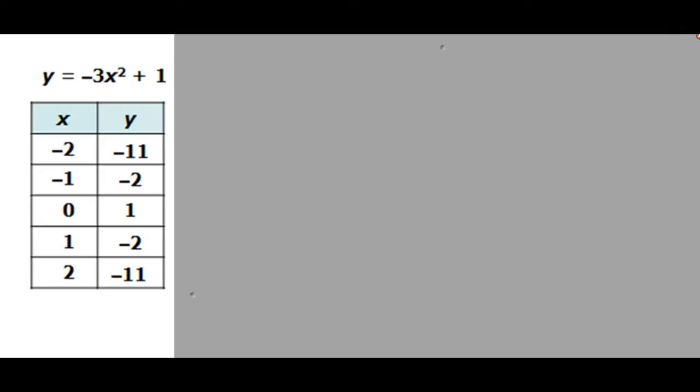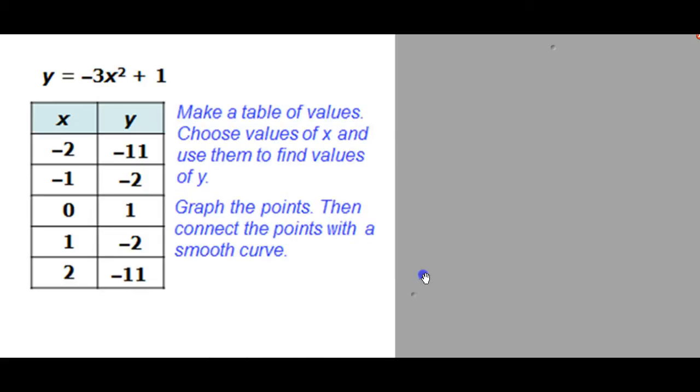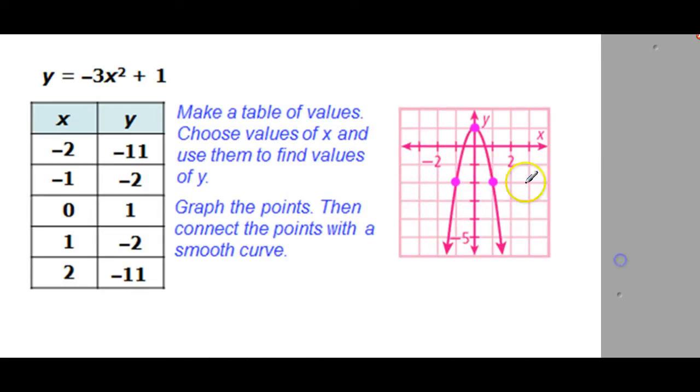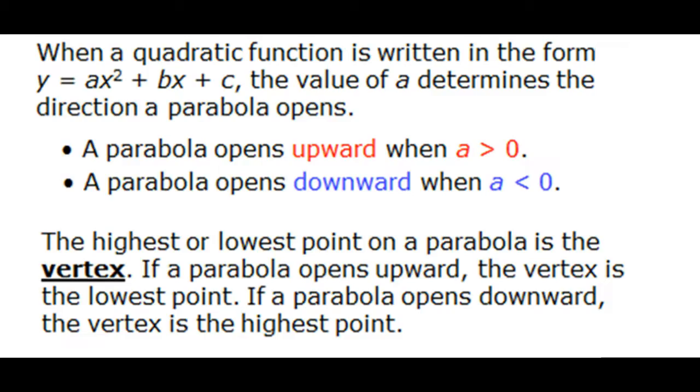Let's try this one. You'll notice this one has a negative in front of it. So let's work this out. Make sure that those are correct. So choose a table. Ready? Plot those. Oh, look at that parabola. He went down the other way. It must have something to do with that negative sign right there.